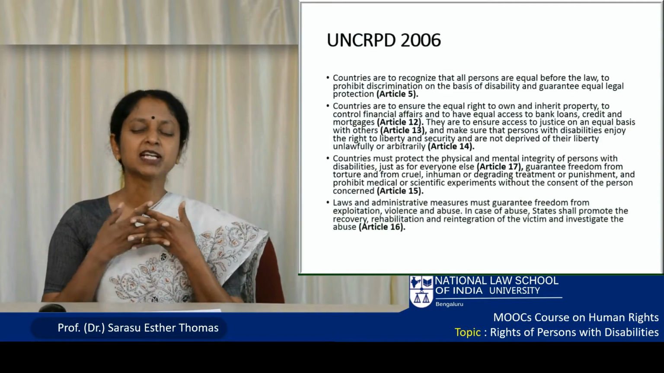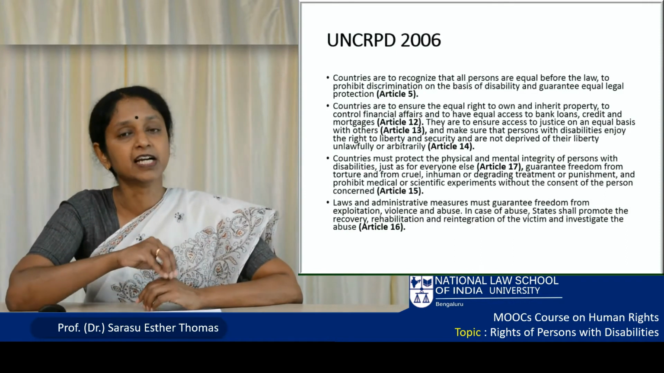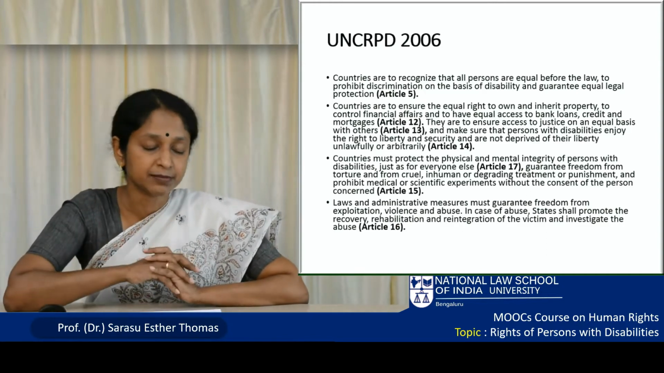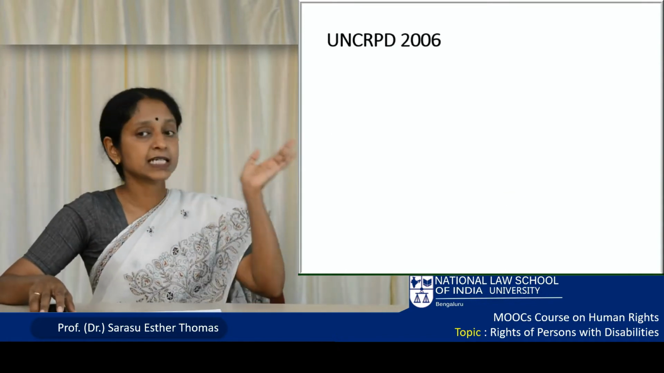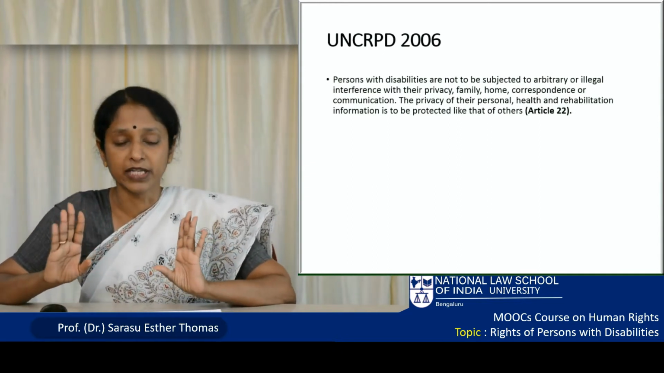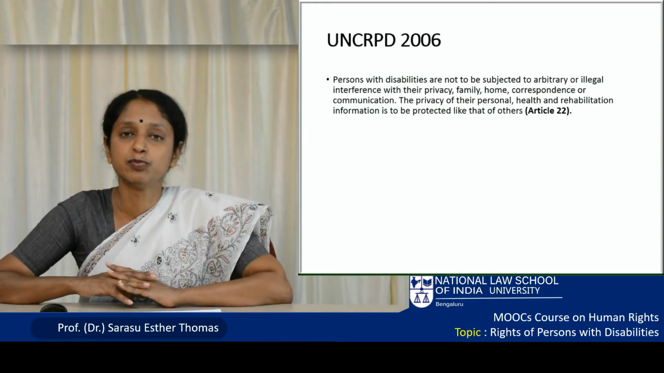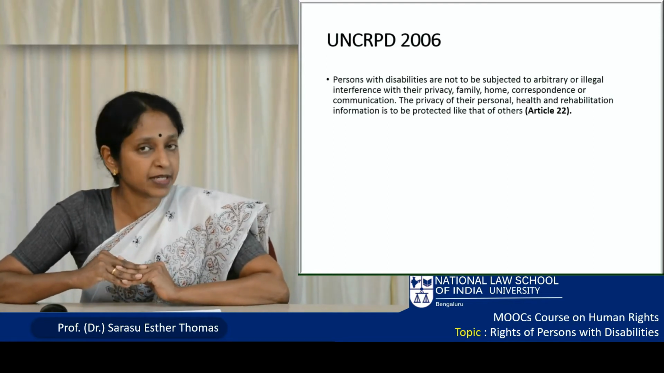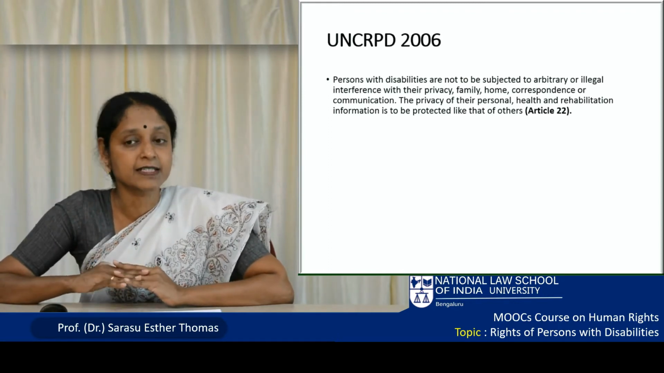Now, there is a special concern that persons with disabilities are vulnerable to abuse. So we have specifically Article 16 in the Convention, which says that there must be freedom from exploitation and possible abuse. We also see that there should not be any unnecessary, arbitrary, or illegal interference with their right to privacy, to family, to home, correspondence, to communication. And the privacy of their personal health and rehabilitation information must be protected in the same way as others.